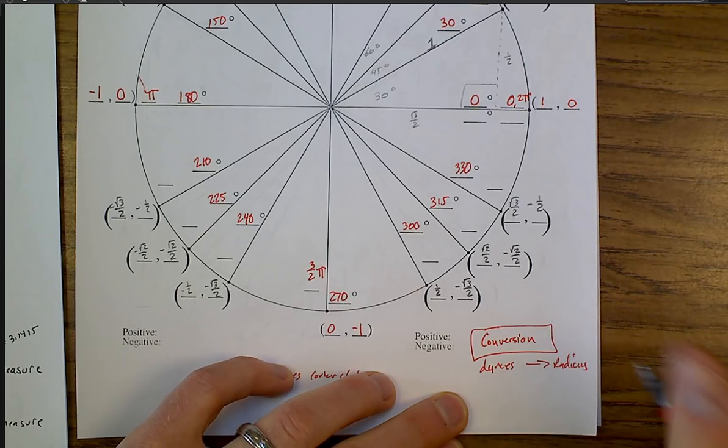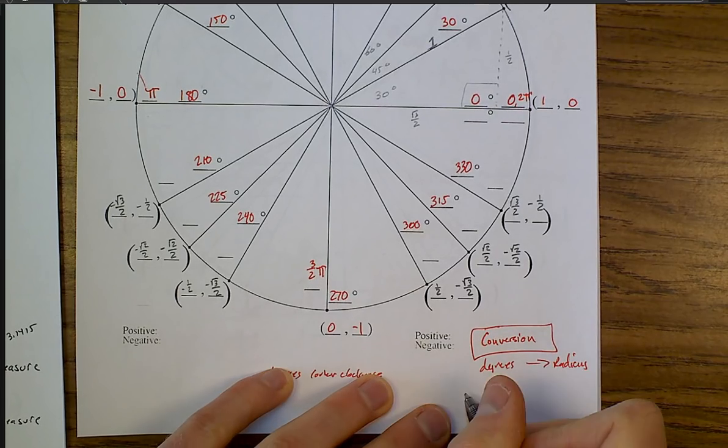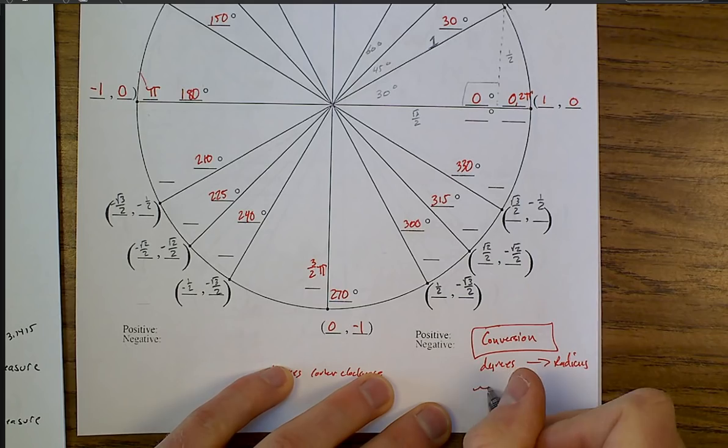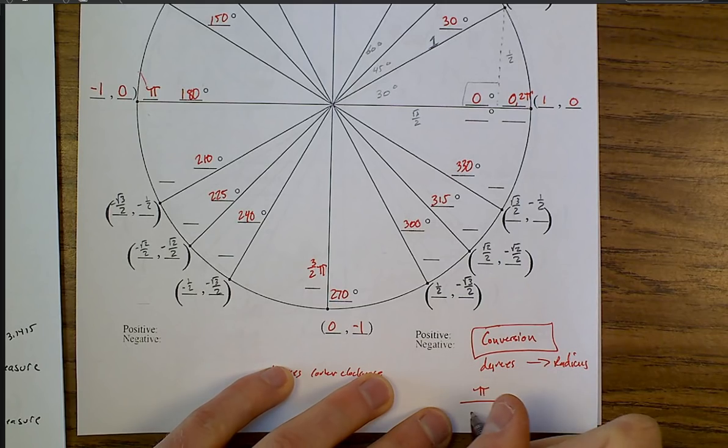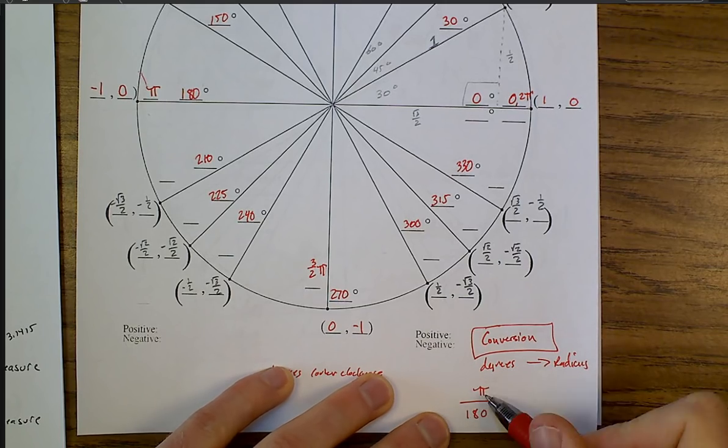It basically works like this. You're going to set up a simple proportion. Pi radians is 180 degrees. So that's a ratio where those are the same.